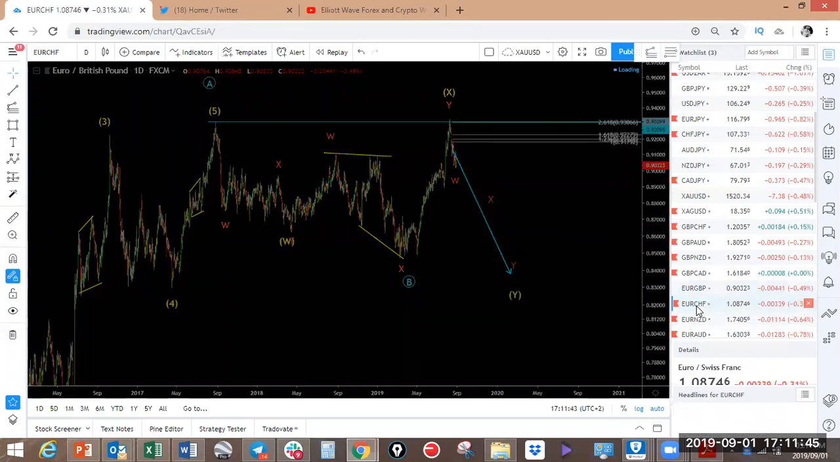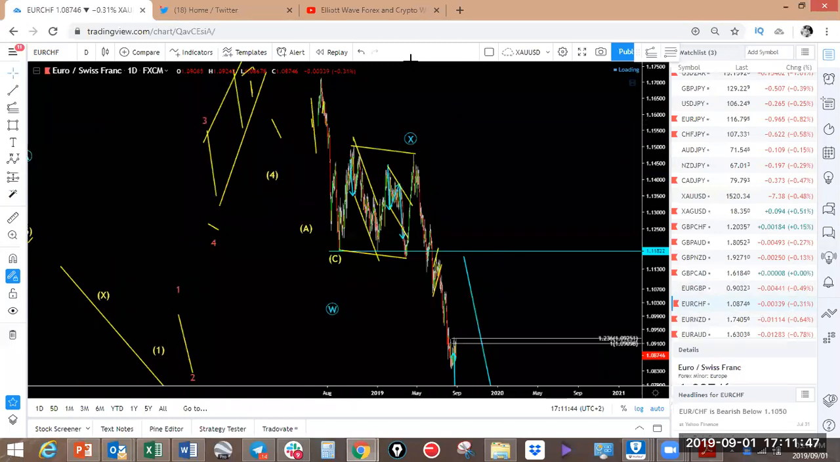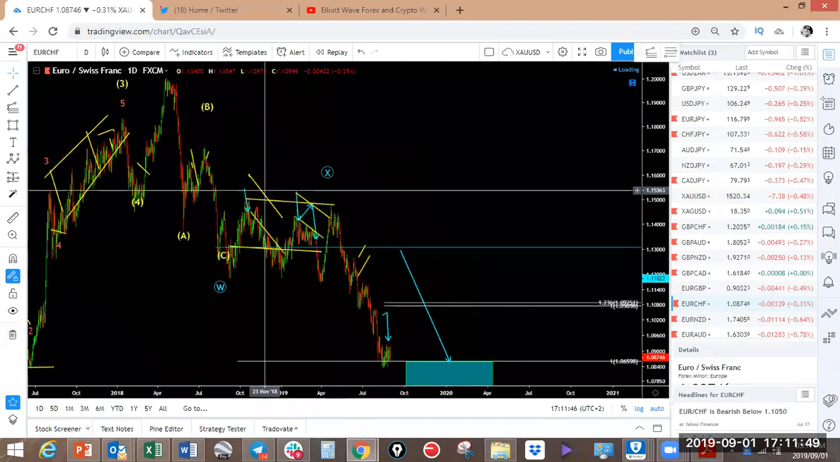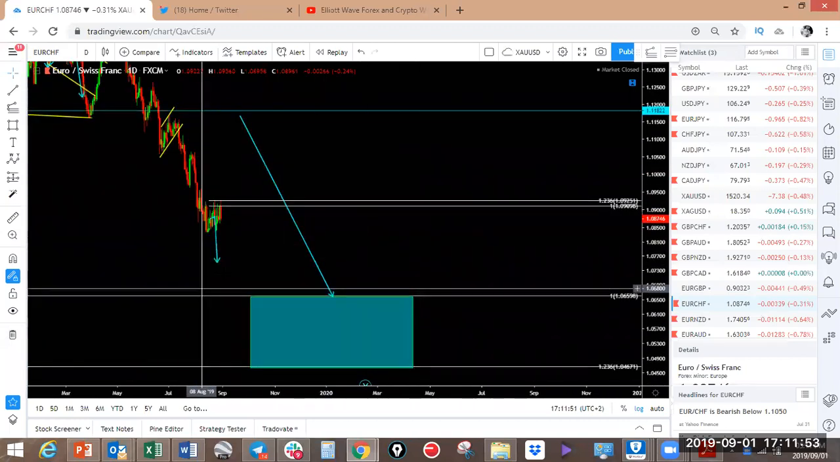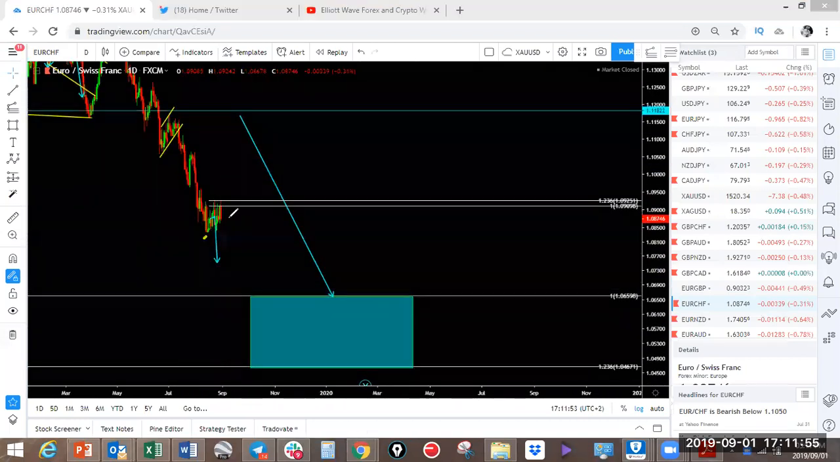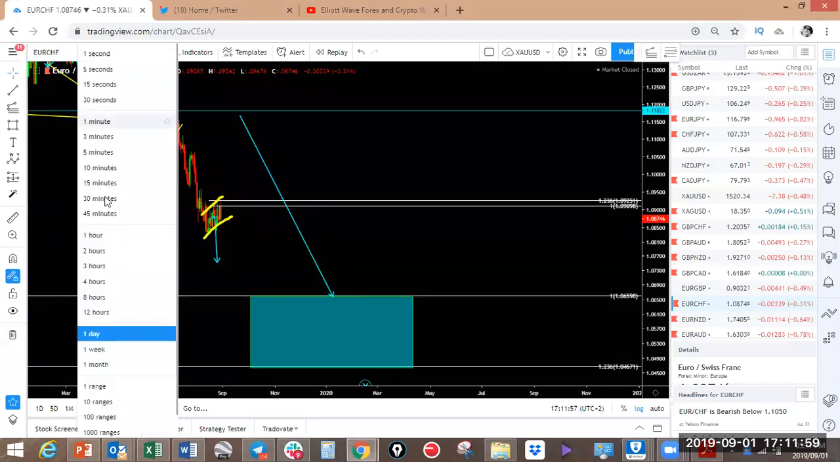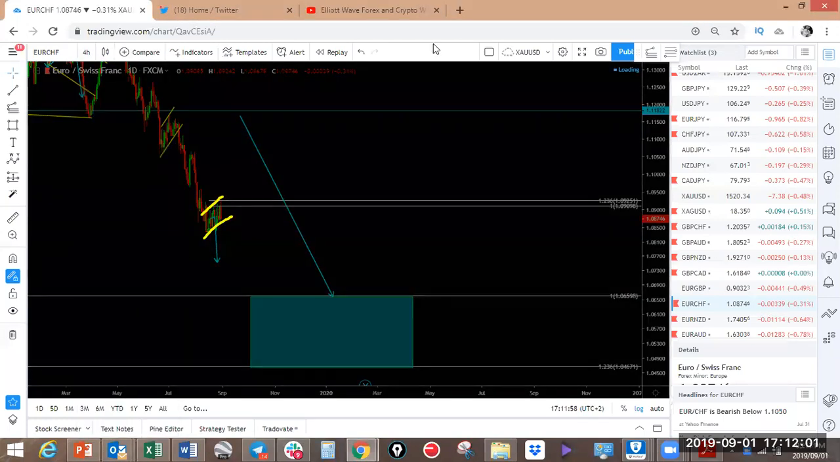EURCHF. We looked at EURCHF during the trade setups. Now EURCHF, there's a small trade to the downside that we're looking at now to complete to the blue box. This is the corrective structure that you're looking for. You don't see what the correction is on the daily, you need to look at it in the 4-hour.